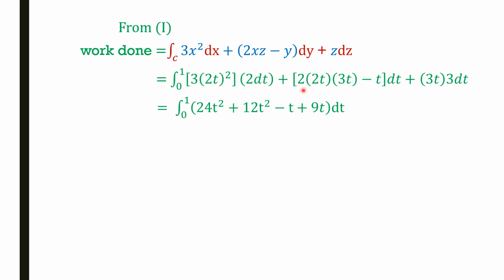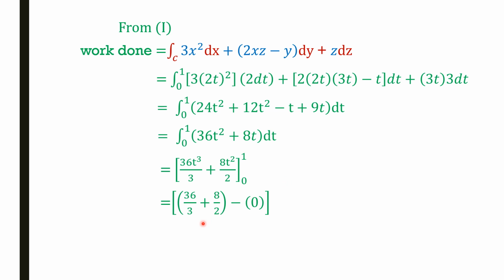Okay, now 2 into 2 is 4, 4 into 3 is 12, t into t is t square minus t as it is, and 3 into 3 is 9, isn't it? Okay, and just integrate this. It is 36t square, minus t, and 9 is plus t. From 0 to 1, and if we integrate this, 36 t cube upon 3 plus 8 t square upon 2 from 0 to 1, and if we apply the limits you will get answer 16.